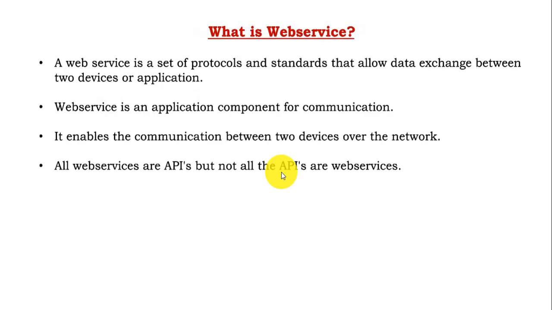In between we have something called a web service. A web service is nothing but also an API. A web service is a set of protocols and standards that allow data exchange between two devices or applications. A web service is an application component for communication. It enables the communication between two devices over the network. This is the major difference.